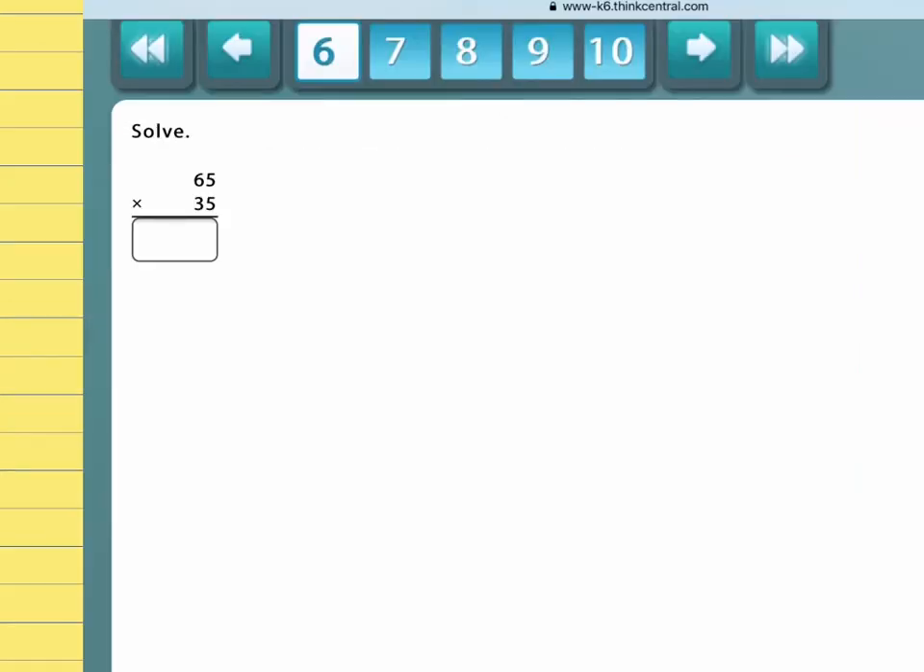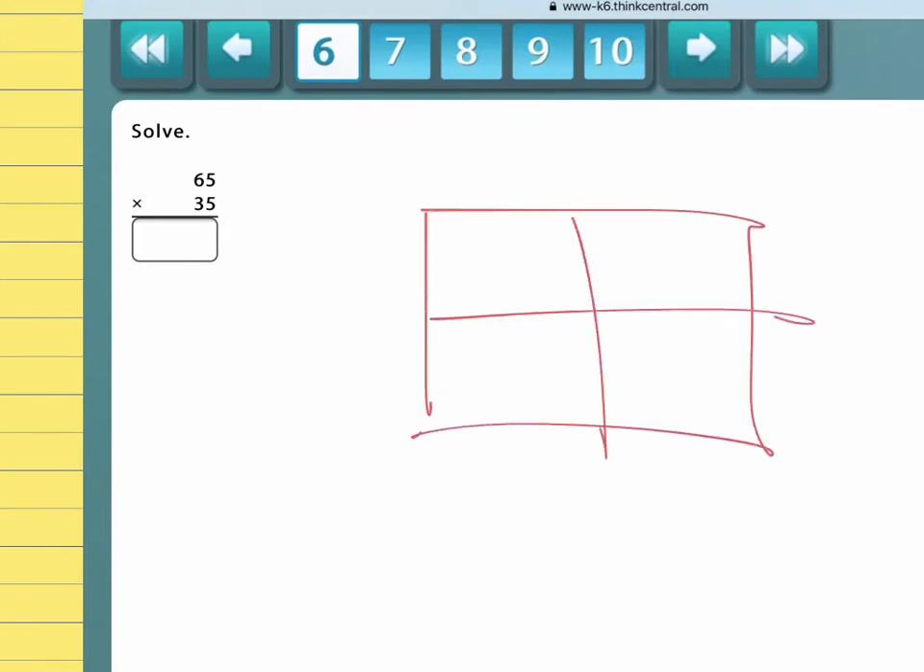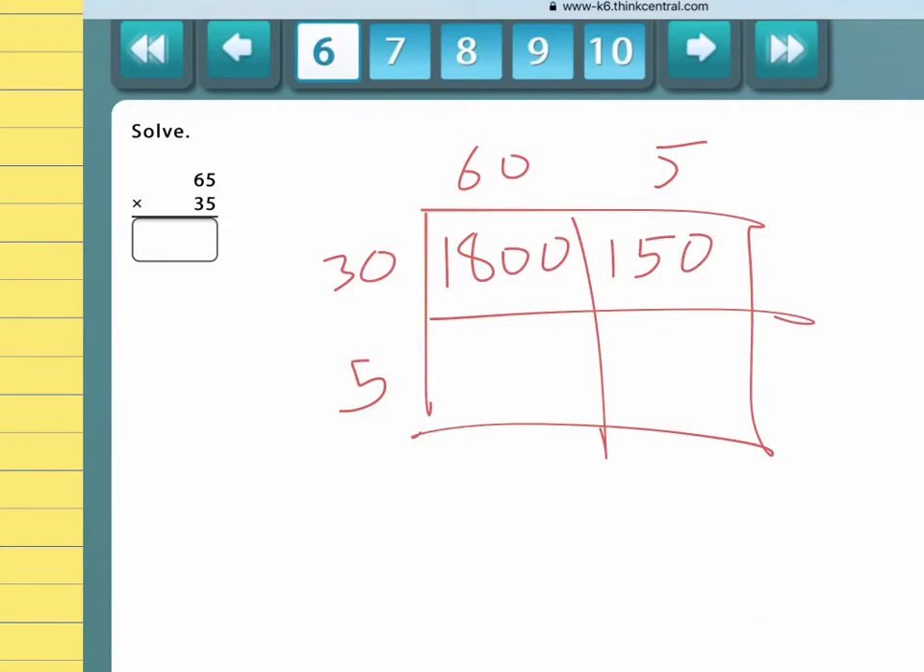All right, let's get to it. Any method possible. Since they're letting us use any method possible, I'm going to do place value section. I'm going to split it into 60 and 5. I'm going to split it into 30 and 5. I'm going to go 30 times 60. 3 and 6 are the leading numbers. 2 zeros, 1,800. 5 times 30, 15 with a 0. 60 times 5 is 30 with one more 0. 5 times 5 is 25.